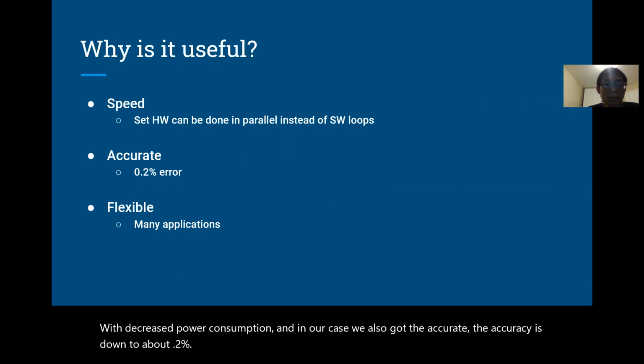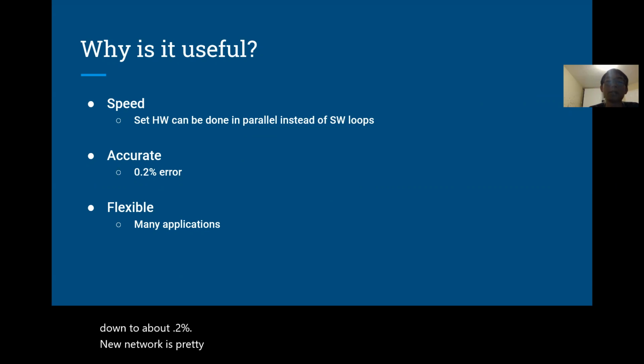Neural network is pretty flexible. It has many applications. Yeah, AI is everywhere right now.